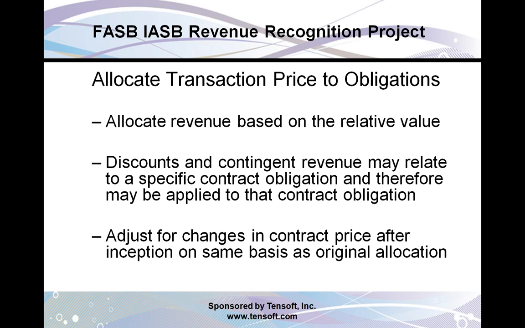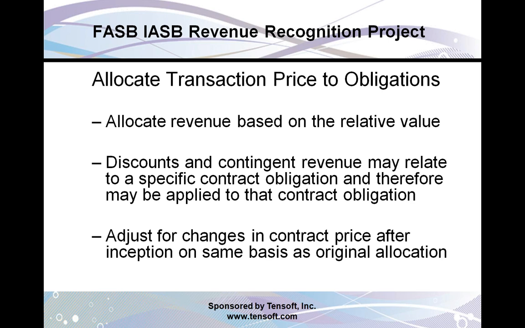We're going to allocate, as we indicated, the revenue to each obligation or element based on the relative value. And some discounts or contingent revenue that may relate to a specific contract obligation may be applied to that specific contract obligation. Unlike the relative selling price method under 08-1, where all the discounts are allocated to all of the elements, here, if there's contingent revenue or discounts that are directly tied to a specific contract obligation, then those may go only to that obligation or element.